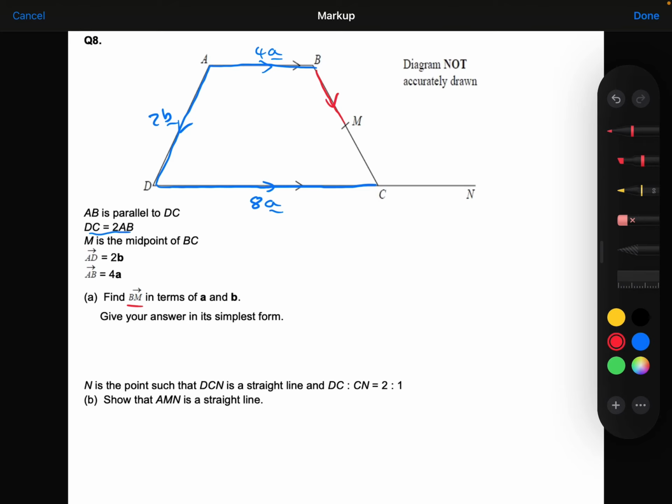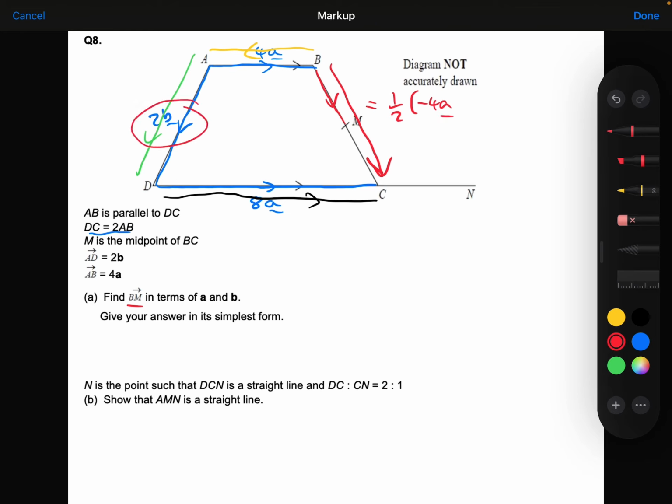Well, because M is the midpoint, I know that this is going to be half of the whole vector B to C. B to C I can find by going from B to A plus A to D plus D to C. So B to C is going to be minus 4a plus the 2b plus the 8a.